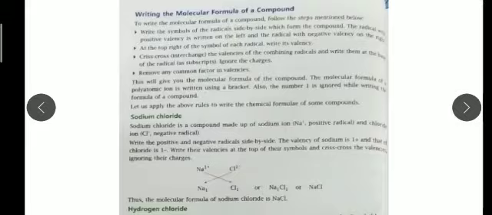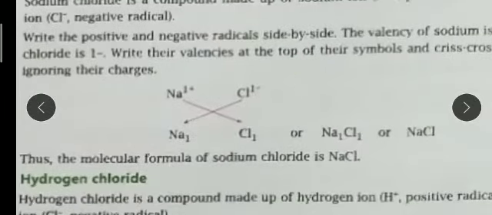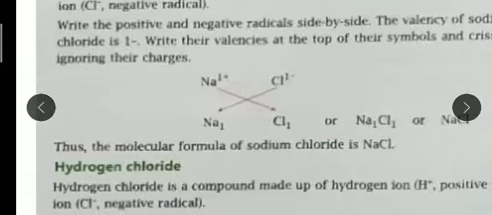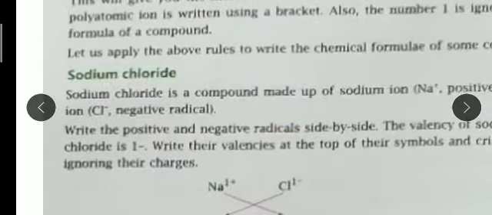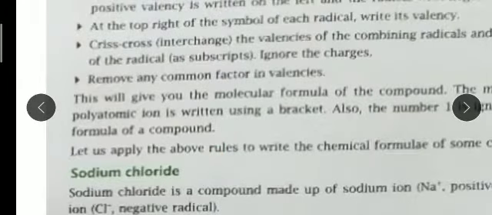And the fourth step is remove any common factor. So if we see NaCl, the valency is 1 plus and Cl 1 minus. So a common factor is there. 1 is the common factor. So what we will do? We can omit it. We can remove it. So it is written, remove any common factor in valency.